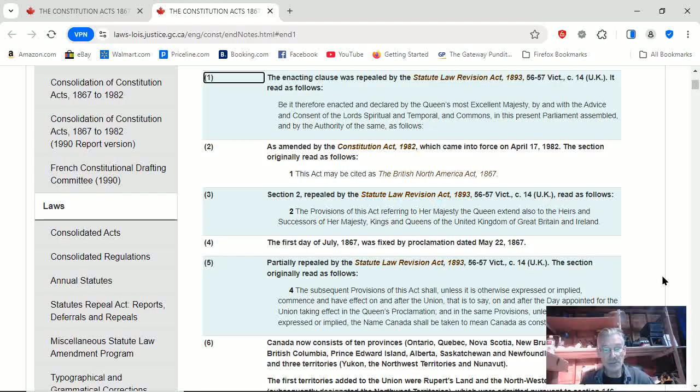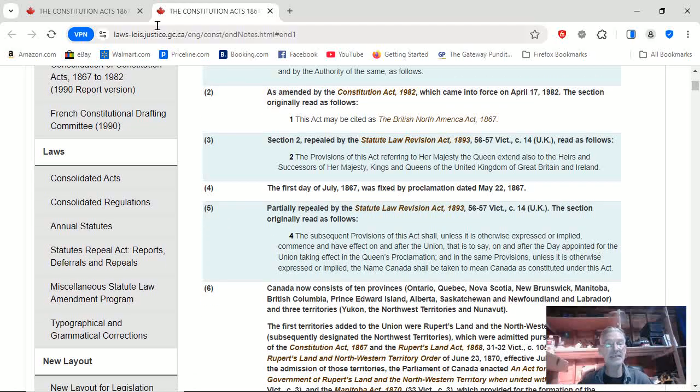It read as follows. The provisions of this act, referring to Her Majesty the Queen, extend also to the heirs and successors of Her Majesty, kings and queens of the United Kingdom, Great Britain, and Ireland. Repealed. 1893.